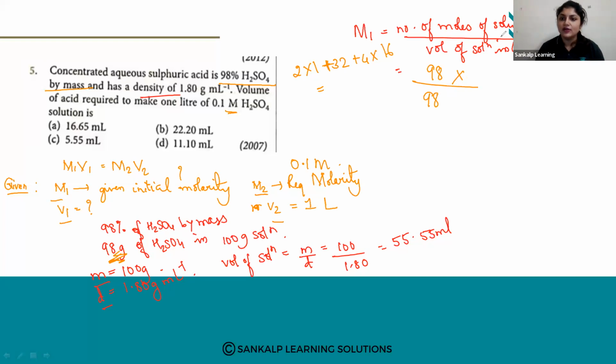Volume is 55.55. It is in ml, and ml means you have to divide it by 1,000. Actually, it is like this. Wait, I'll show you.